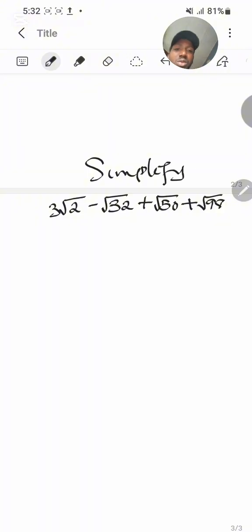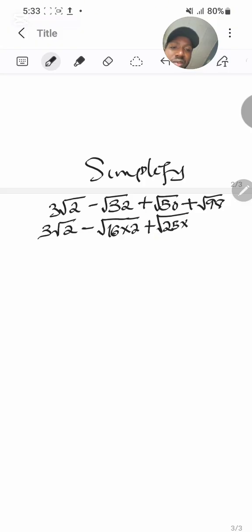Now, if we're going to simplify what we have here, just like I said, you look for factors for each of these things that has a root. That's root 2, root 32, root 50, root 98. So we look for factors. So 3 root 2 is already in its most simplified form. Now 32, 16 times 2 is 32. So we can easily use 16 times 2, plus root 50 is the same as 25 times 2, plus.